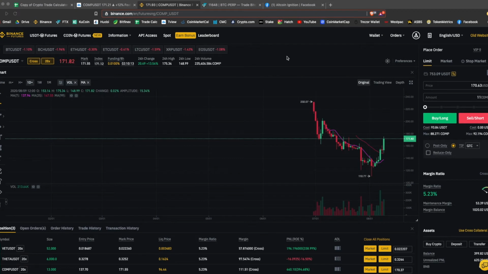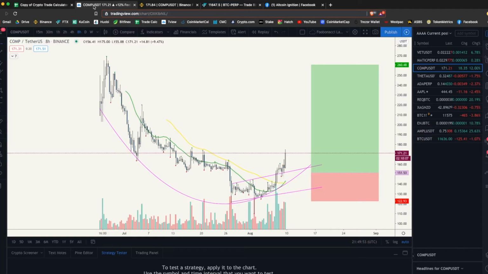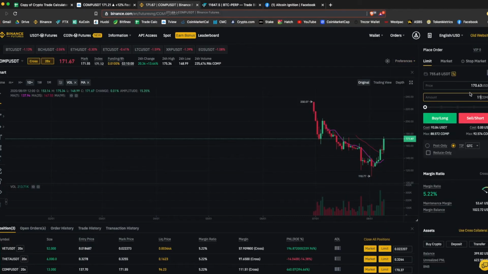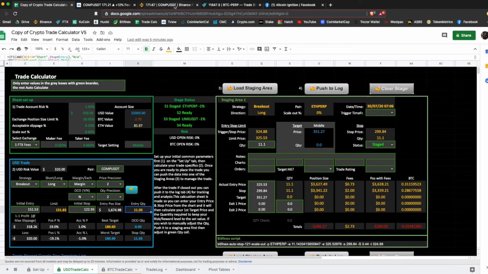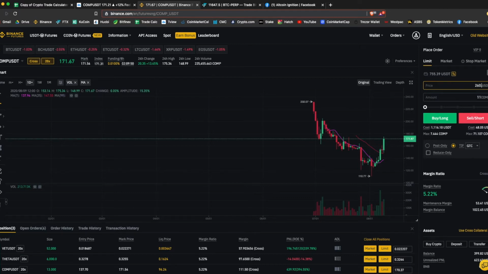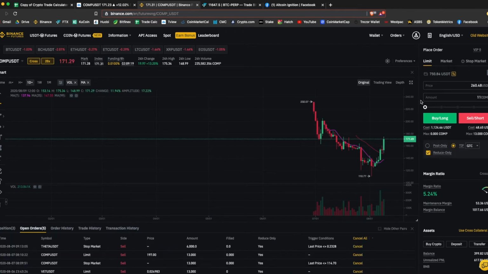The next thing that we're going to do is set up our take profit. If we have a look over here, I've set this take profit to 260. We'll put that in as a limit sell order. So come in here, go 260. What was it? It's actually 260.48. 260.48, 11, reduce only again, and we'll put that in as a sell order.